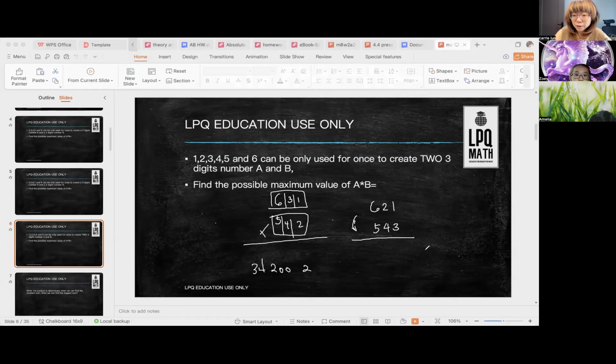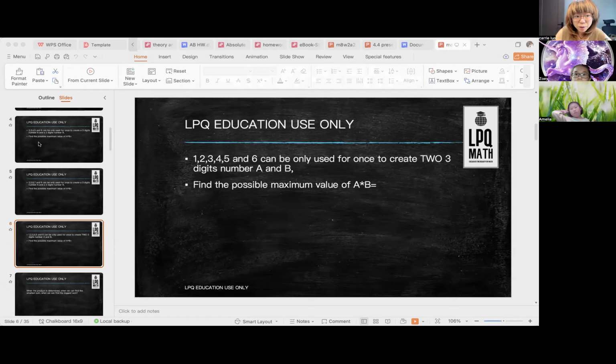This is smaller than that, right, Zoe? So that's why that is the thing. We want to make the bigger the better. Put the big number on the bigger place. Okay, understand? Okay, so let's move forward to the next one, okay?